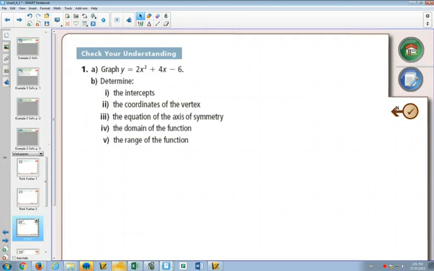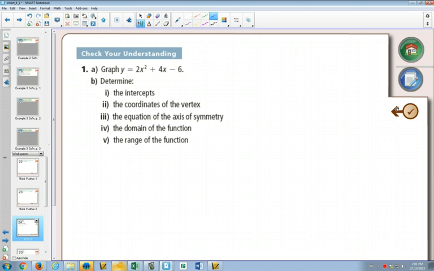Example 1. Eventually, we'll learn some nice techniques for graphing. Just like with lines, you learned y equals mx plus b. You learned that b was the y-intercept and m was the slope. And so you were able to graph things starting at the y-intercept and using your slope. We're going to learn techniques for parabolas as well.